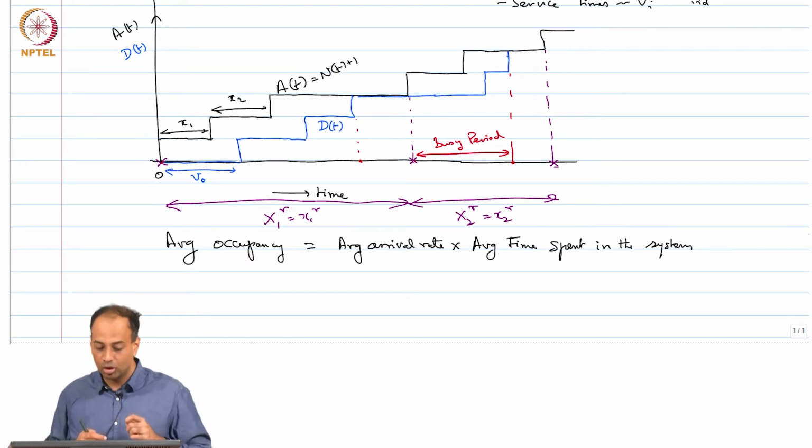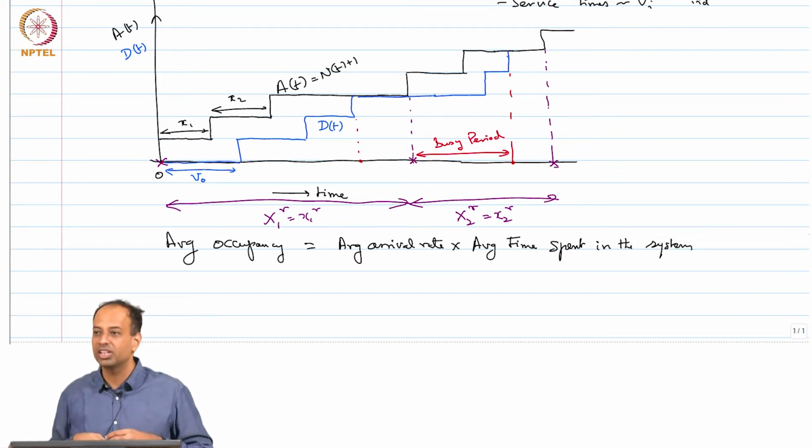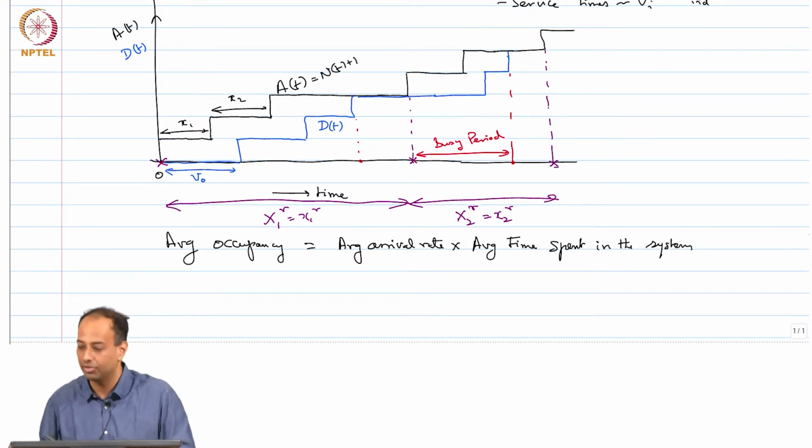It even holds for GGM, you could even have multiple servers. When the system finally empties, when there is nobody in the system and there is a new arrival, consecutive such instances are renewal intervals. Okay. So, this is what we will use for Little's theorem.